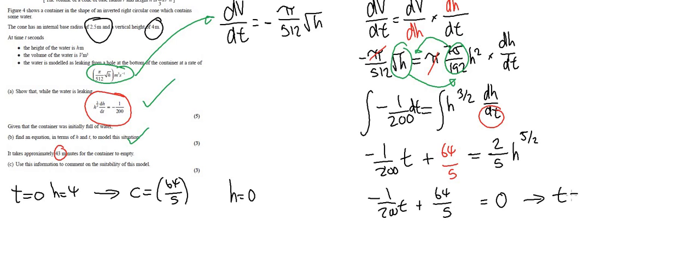And I find that t is equal to 2,560 seconds, which is equal to 42 minutes and 40 seconds. So it's pretty close. So therefore, it is suitable. Okay, that's all I have to say. The result is close, so my model seems suitable. And that's that.